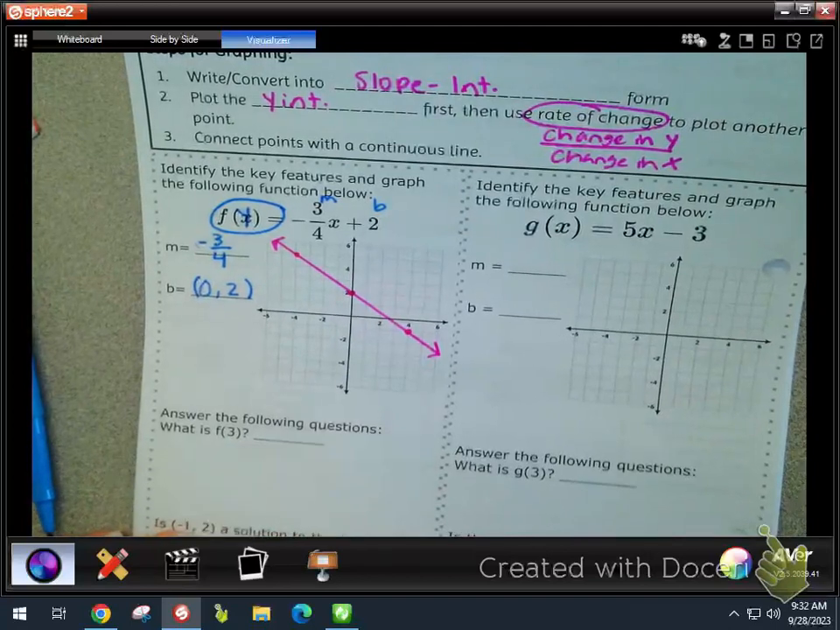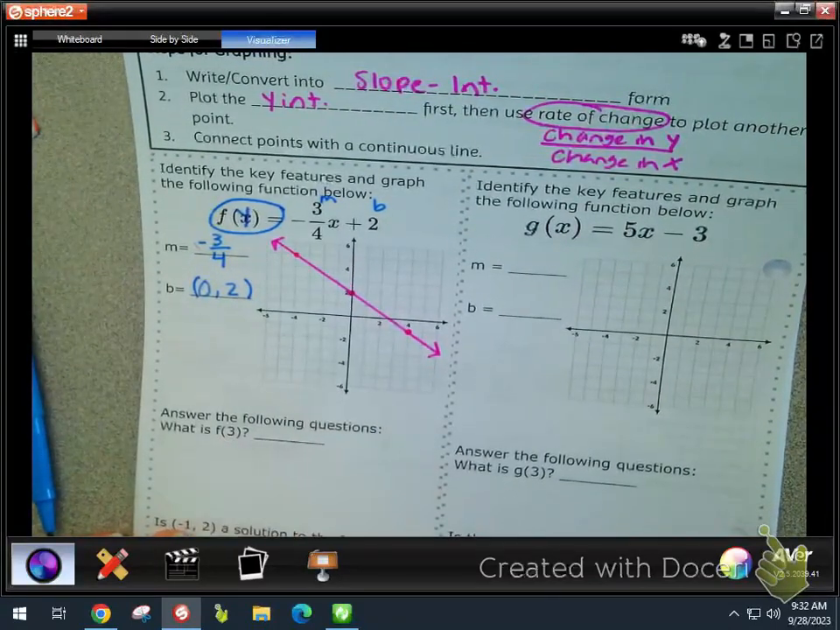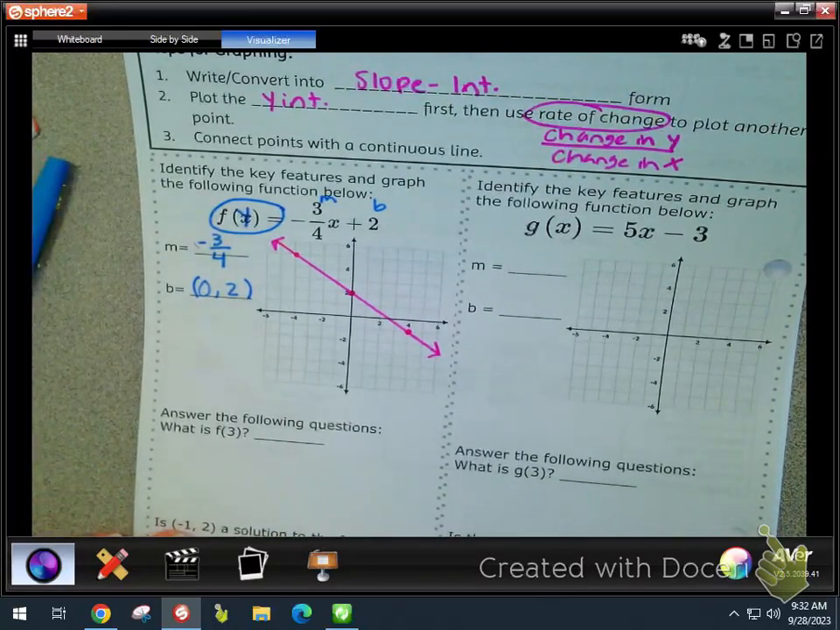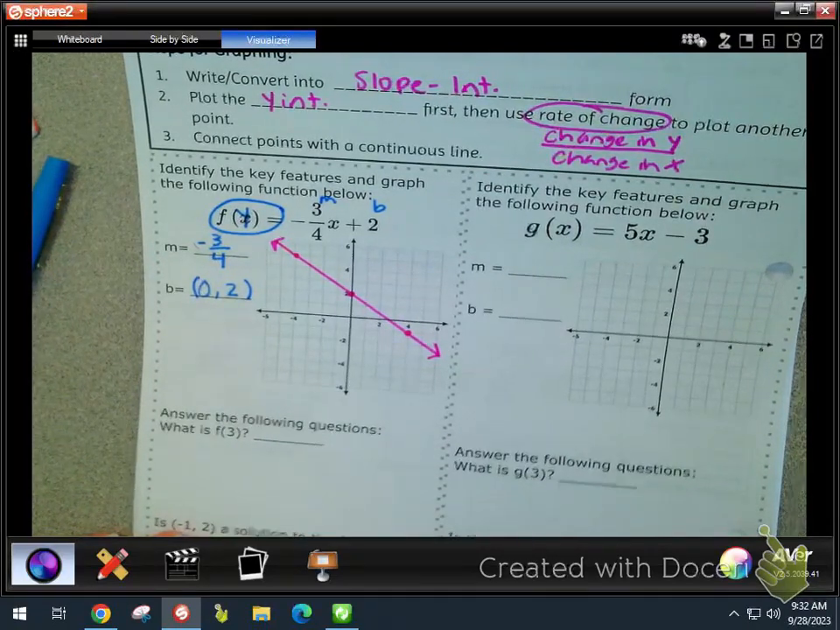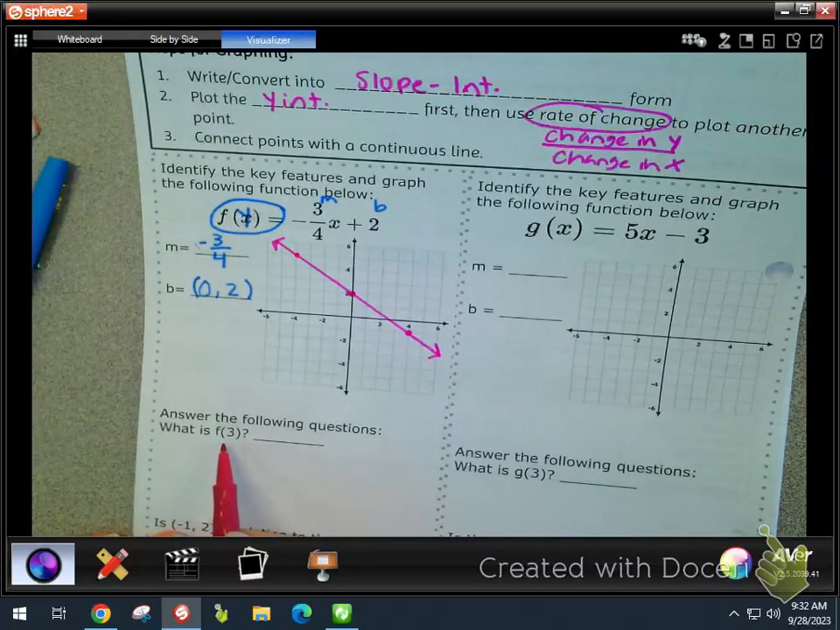What is f of 3? Do you remember how to do that? They asked you f of 3. What are they giving you? What are they wanting you to do? Technically, we're not solving. We're evaluating. Not the y-intercept.